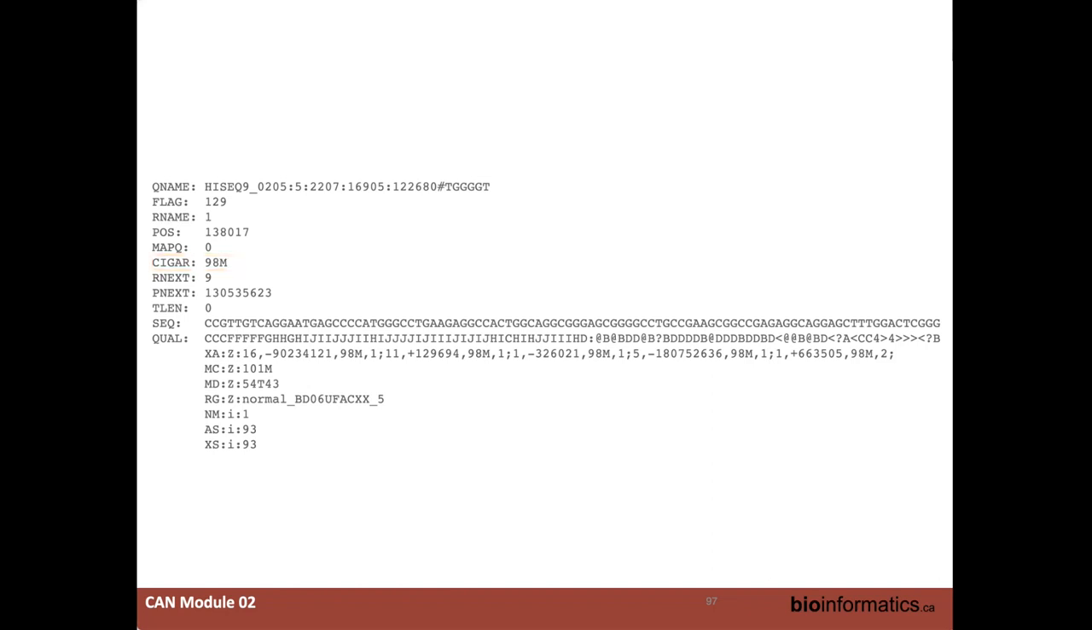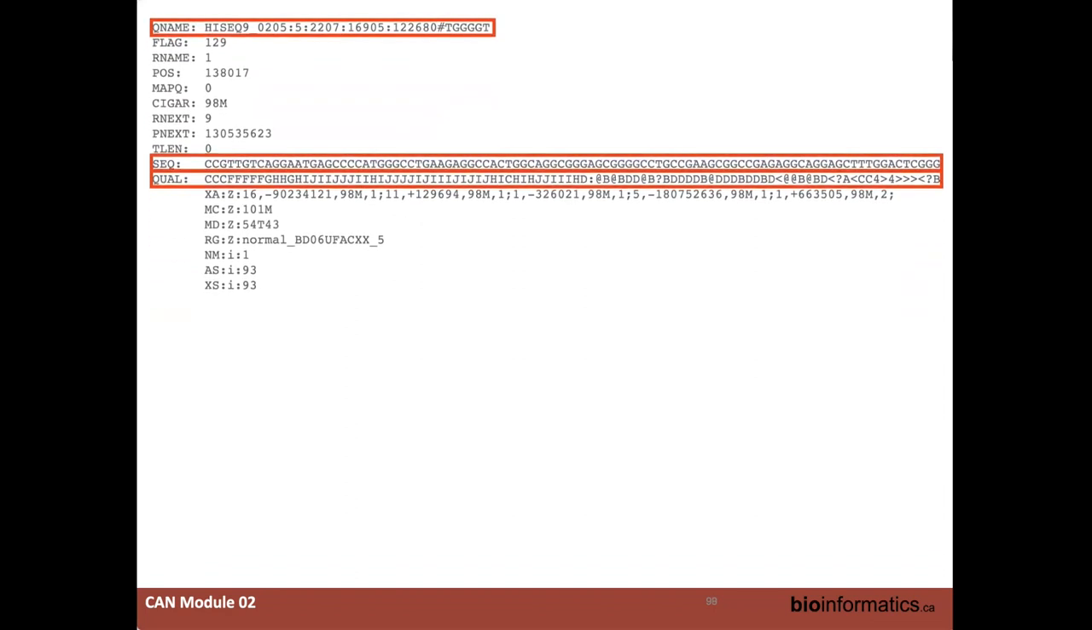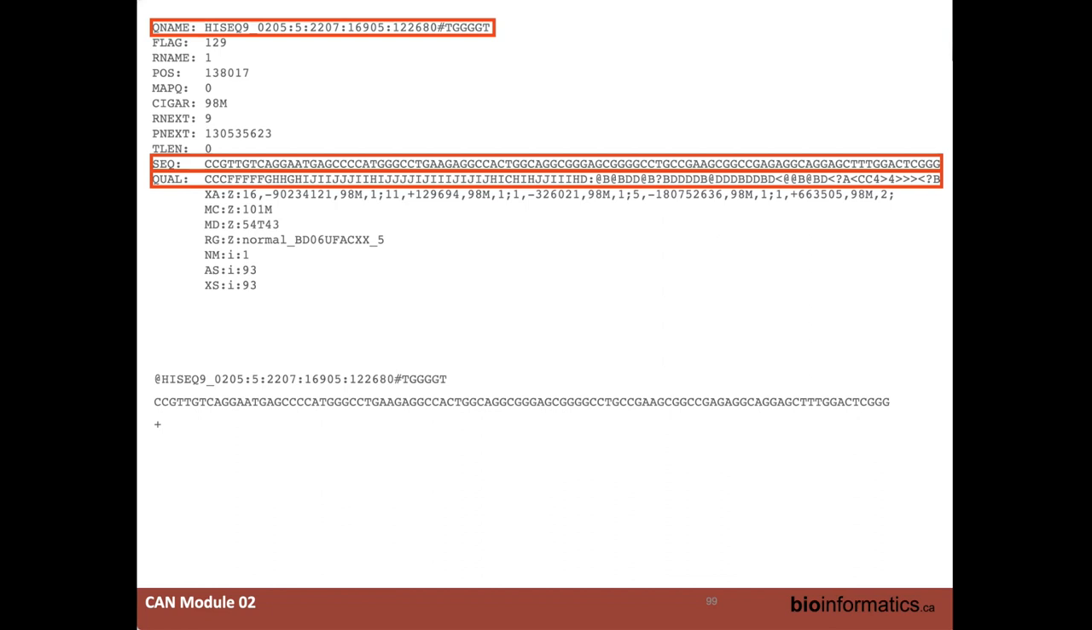The next two, before we get to that, if I take this Q name, this sequence here and this quality, does anyone wonder what's going on with these three? If I isolate these, just jumping ahead of myself, but I didn't want to forget this: if I put an at symbol there, take the sequence, put a plus sign here and take the quality scores, what does this look like? Anyone?